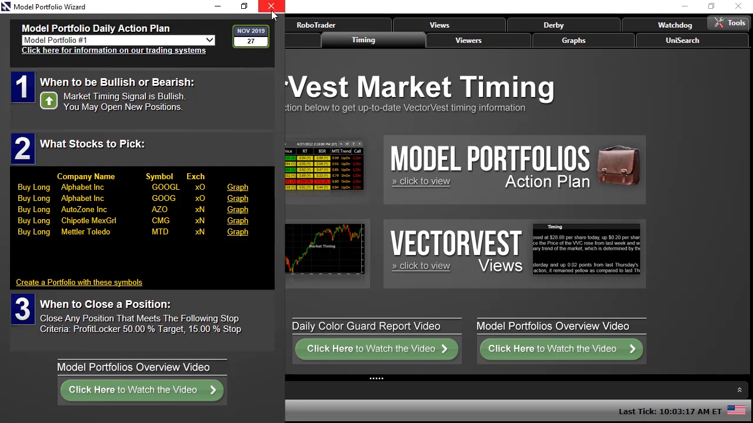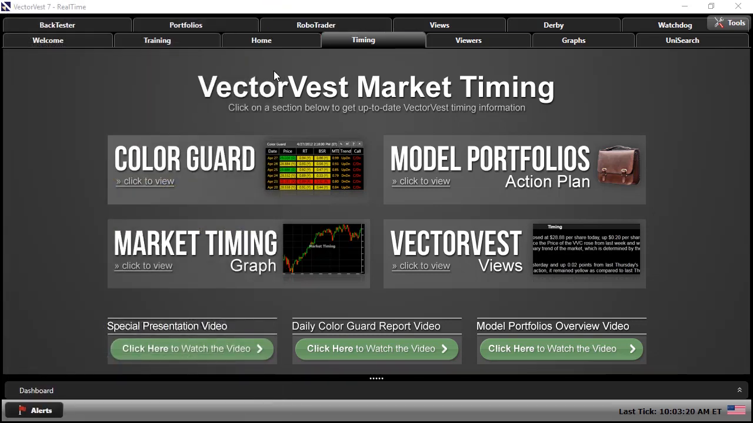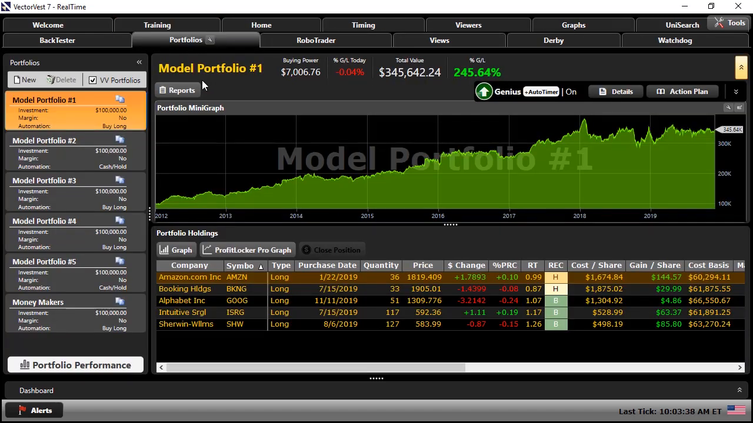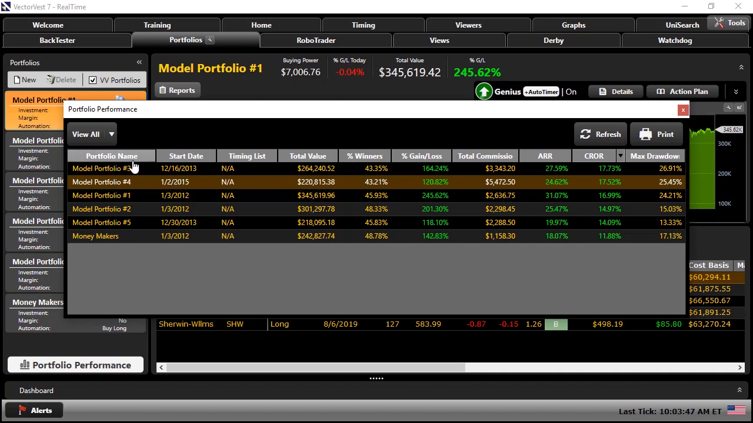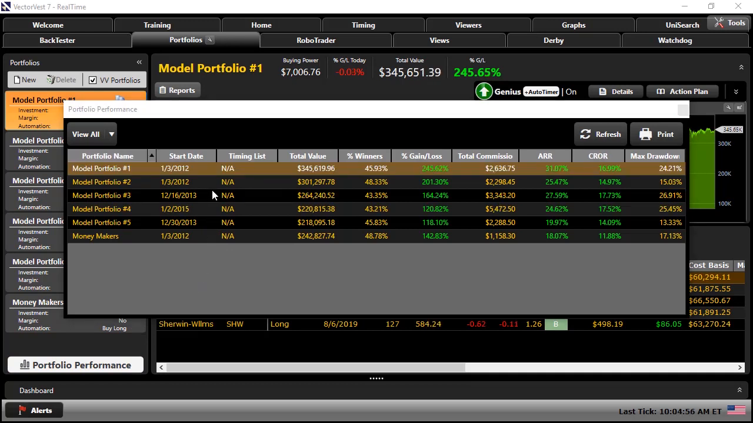So the first thing to decide is which portfolio you would like to trade, which is the right one for you. Well, it'd be nice to know how they performed in the past. So let's turn back to the portfolios, and let's begin with the portfolio performance button at the bottom of the portfolios toolbar. Here's a list of all the performance metrics for the portfolios, and I've sorted the list alphabetically. And you can see each of them have been running for some time now.